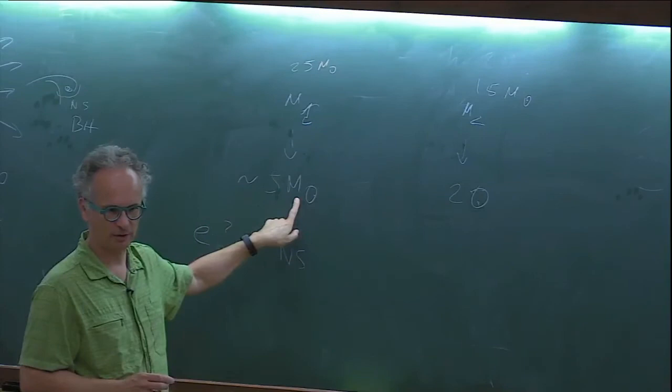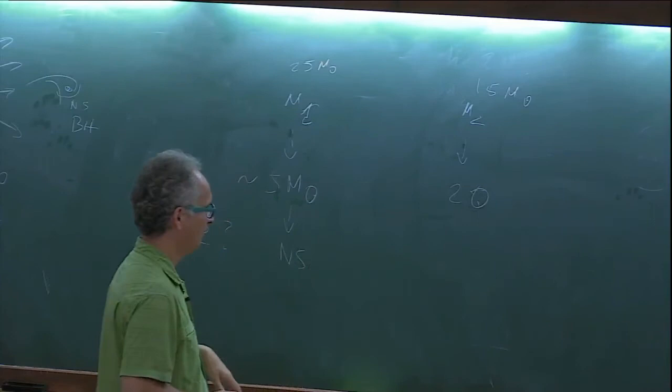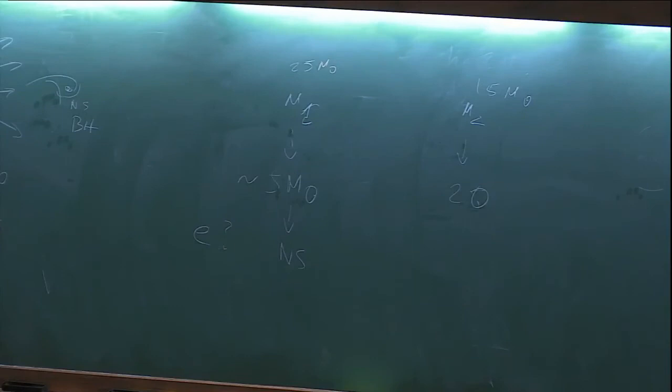Yeah, it's because you remember that if we lose more than half of the mass of the system, then we don't have a binary. And here is a problem. This star is something like 20 solar masses.